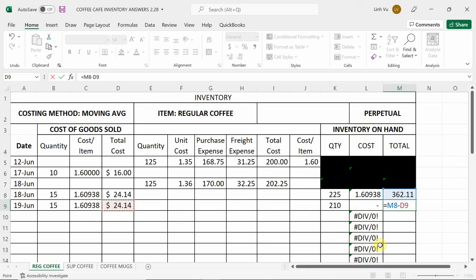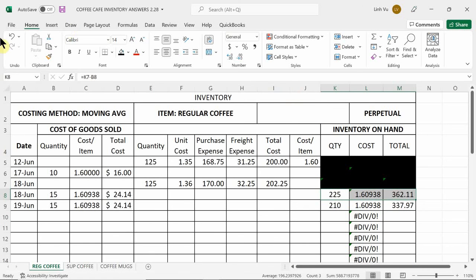So it'd be 337.97. Good. So then I'm going to cover this up. That should be the total amount that I should have left remaining: 337.97. And I sold another 24.14.